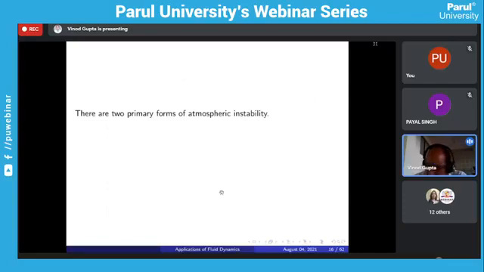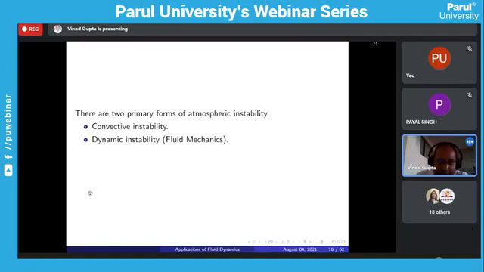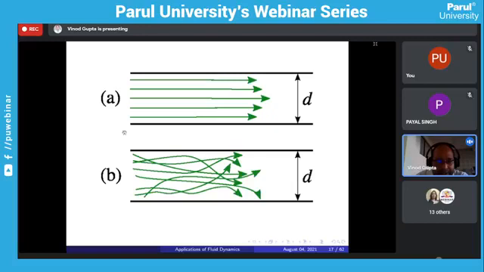So basically, I work on the stability of the fluid. So first of all, let us see what stability is. There are two forms of stability. One is convective, and another is dynamic. That is fluid mechanics. So I work on this convective instability. We will deal with that. This is the problem. See how we will define the stability.